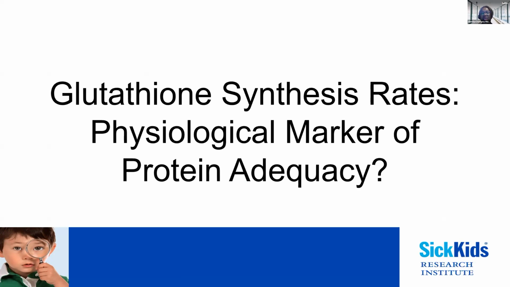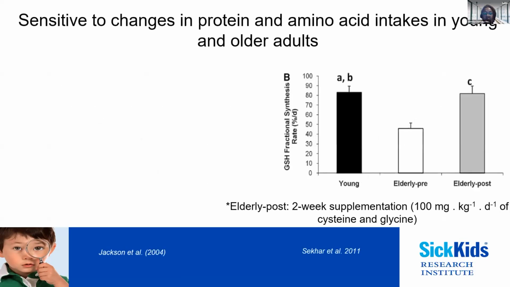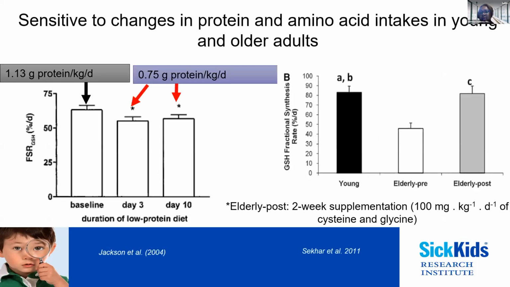And cysteine is the rate-limiting amino acid for glutathione synthesis. And so we did this study because prior studies from Vernon Young's lab and Jackson's lab had shown that glutathione is sensitive to changes in protein intake as well as sensitive to changes in amino acid intake. And Sekhar et al. in 2011 had shown that when you supplement older adults with cysteine or glycine, there was an increase in glutathione synthesis.